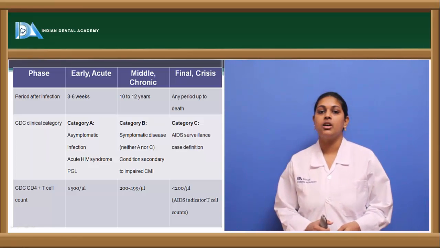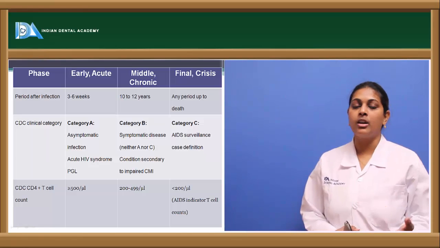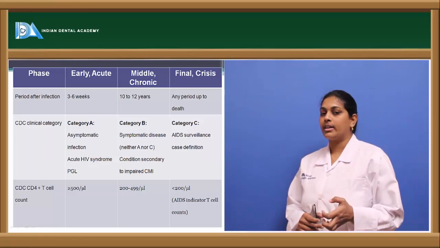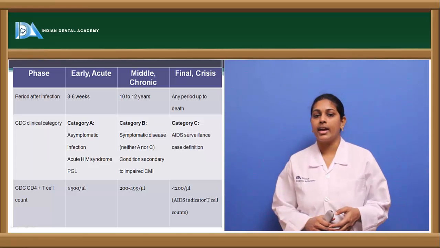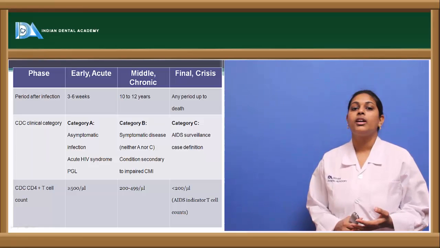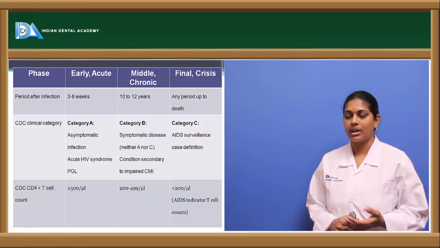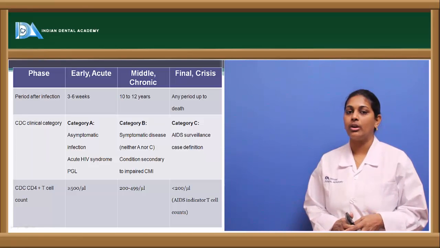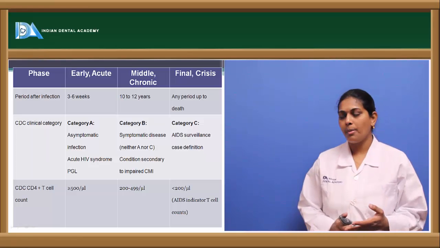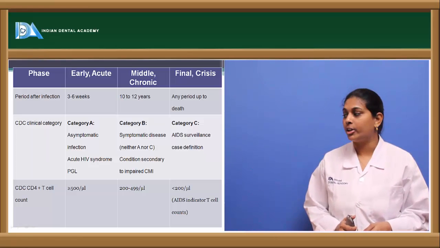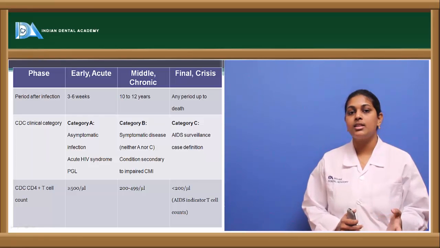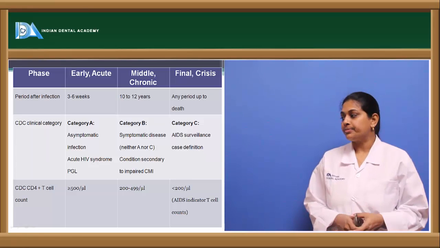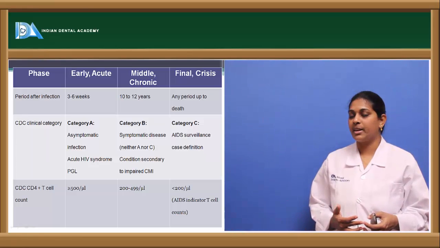The Center for Disease Control in the US has usually grouped the patients into categories A, B, and C. Category A groups the patients into asymptomatic infection, since in the first phase, that is the early or acute phase, the patient is asymptomatic without any symptoms. Rather, the patient might show persistent generalized lymphadenopathy, and this stage is known as acute HIV syndrome. Then, coming to the next stage, that is the mild chronic syndrome, the mild chronic stage is categorized as B.